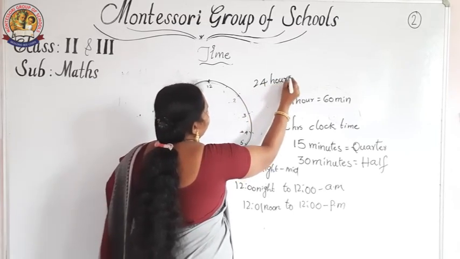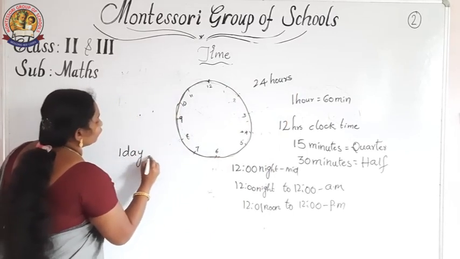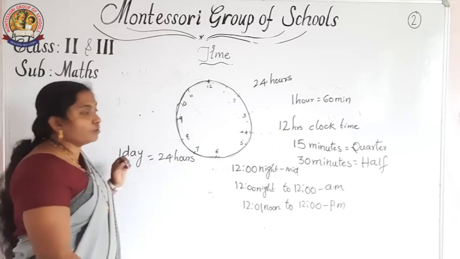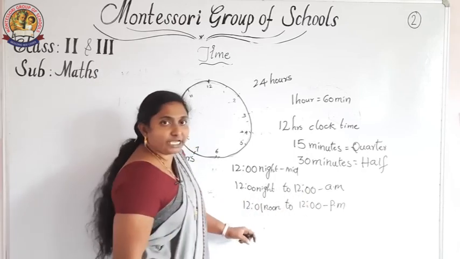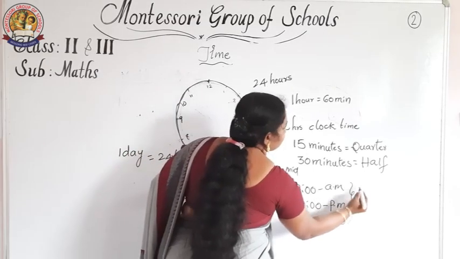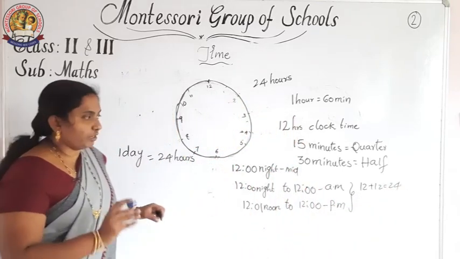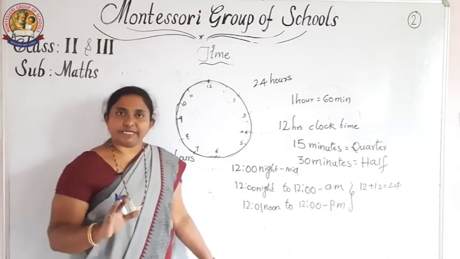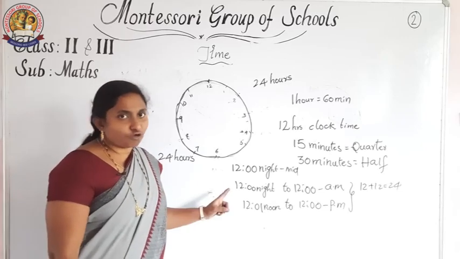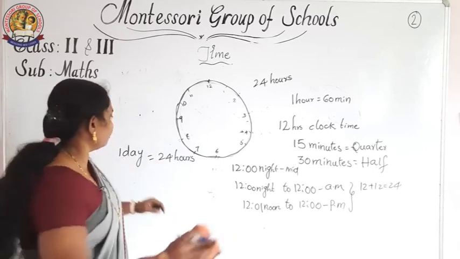So that's why one day is equal to how many hours? 24 hours. How? Here 12 to 12 AM and here 12 afternoon to midnight 12 o'clock PM. This AM and PM, 12 plus 12 is equal to 24 hours. So when 24 hours are finished, one day is completed. That's why one day is equal to 24 hours. Okay, understood all of you?